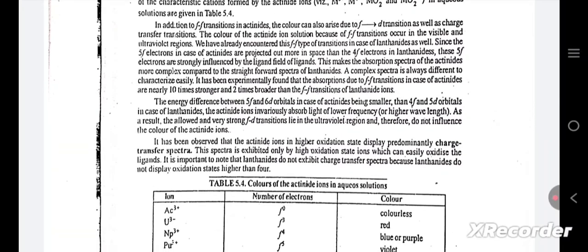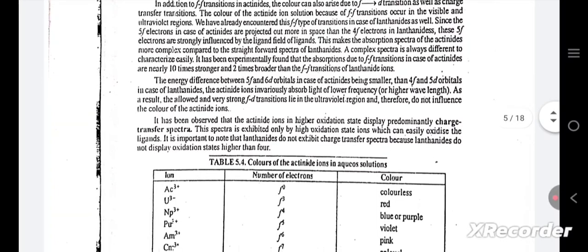In addition to f-f transitions in actinides, the color can also arise due to f-d transitions as well as charge transfer transitions. The color of the actinide ion solution because of f-f transitions occurs in the visible and ultraviolet regions. We have already encountered these f-f types of transitions in the case of lanthanides as well. Since the 5f electrons in the case of actinides project out more in space than the 4f electrons in the lanthanides, these 5f electrons are strongly influenced by the ligand field of ligands. This makes the absorption spectra of the actinides more complex compared to the straightforward spectra of lanthanides. A complex spectrum is always difficult to characterize easily.